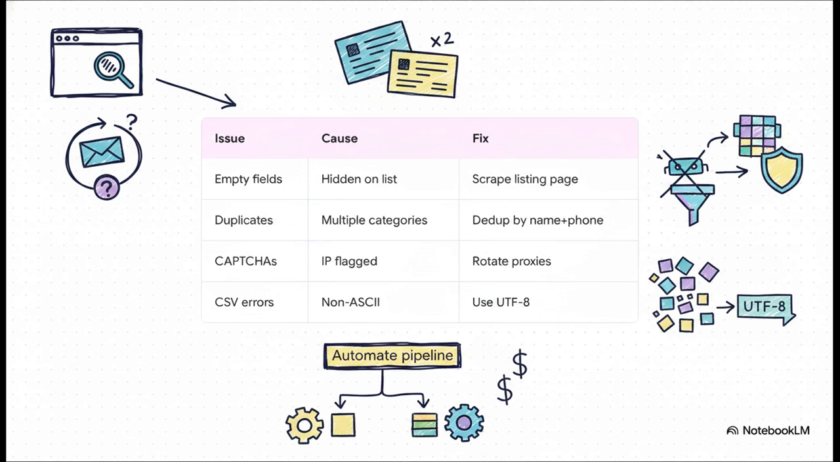Getting duplicates because a business is listed in multiple categories? To stop sales from awkwardly calling the same person twice in an hour, set up a deduplication rule, using a combined key, like merging the business name plus the phone number.